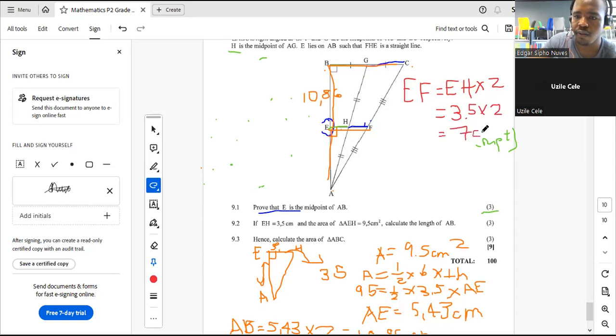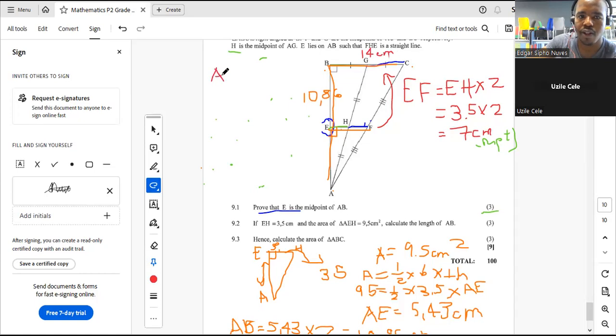7. But now, what's the connection between EF and BC? EF is half of BC. So BC is how long? BC is 14 centimeters. So now we can work out the area of the triangle.